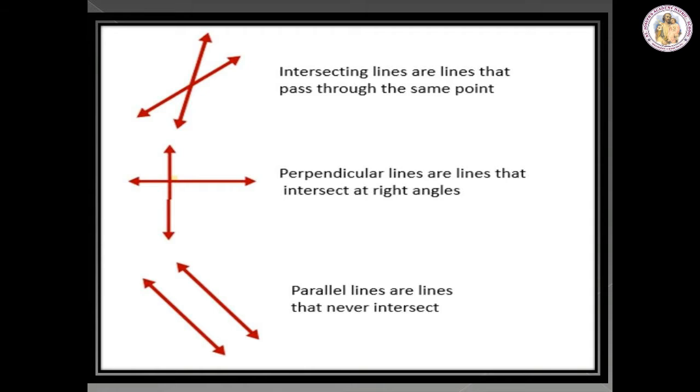Intersecting lines are lines that pass through the same point. Both the lines pass through the same point. Next one, perpendicular lines are lines that intersect at a right angle. If you see that direction, you know that is a right angle. The last one, parallel lines are lines that never intersect each other. They are always in a different direction. They never intersect each other.